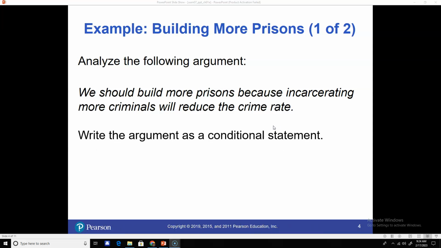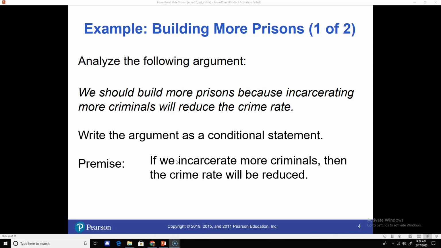So write the argument as a conditional statement. We would write it in the other order. If we incarcerate more criminals, then it will reduce the crime rate, and the action we should take is we should build more prisons to do that.